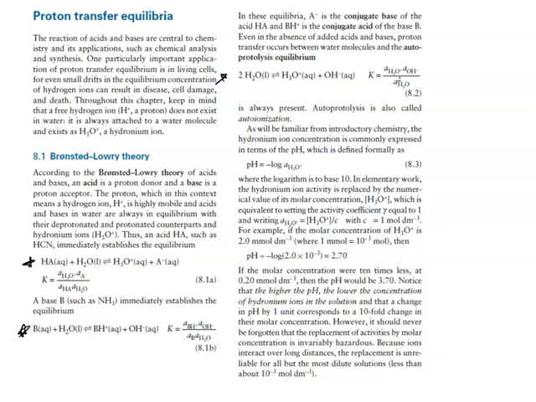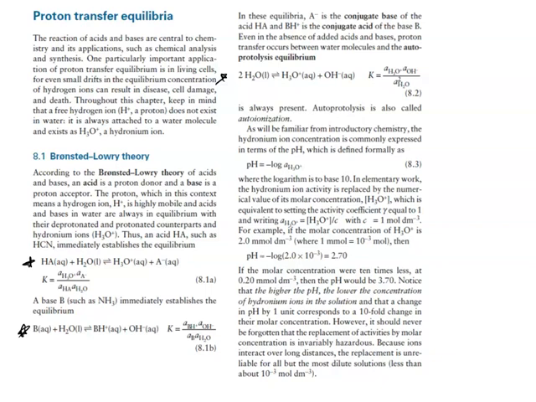As will be familiar from introductory chemistry, the hydronium ion concentration is commonly expressed in terms of pH, which is defined formally as pH equals the negative log of the activity of hydronium in solution, where the logarithm is base 10. In elementary work, the hydronium ion activity is replaced by the numeric value of the molar concentration of hydronium, which is equivalent to setting the activity coefficient gamma equal to 1 and writing that the activity of hydronium equals the concentration of hydronium over c, where c equals 1 mole per decimeter cubed.